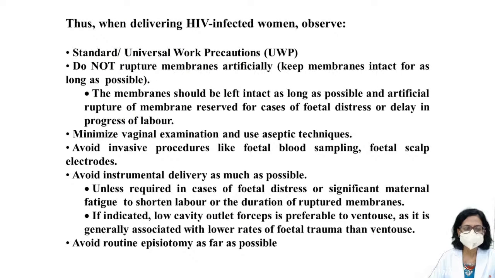So when we are delivering an HIV infected woman, we have to follow universal work precautions, that is for all cases. And during labor, we should avoid rupture of membranes. So keep the membranes intact as long as possible, because if you rupture the membranes, the risk of infection is more. Then minimize vaginal examination and use aseptic techniques. Avoid invasive procedures like fetal blood sampling and fetal scalp electrodes. Avoid instrumental delivery as much as possible unless required, and avoid routine episiotomy too.